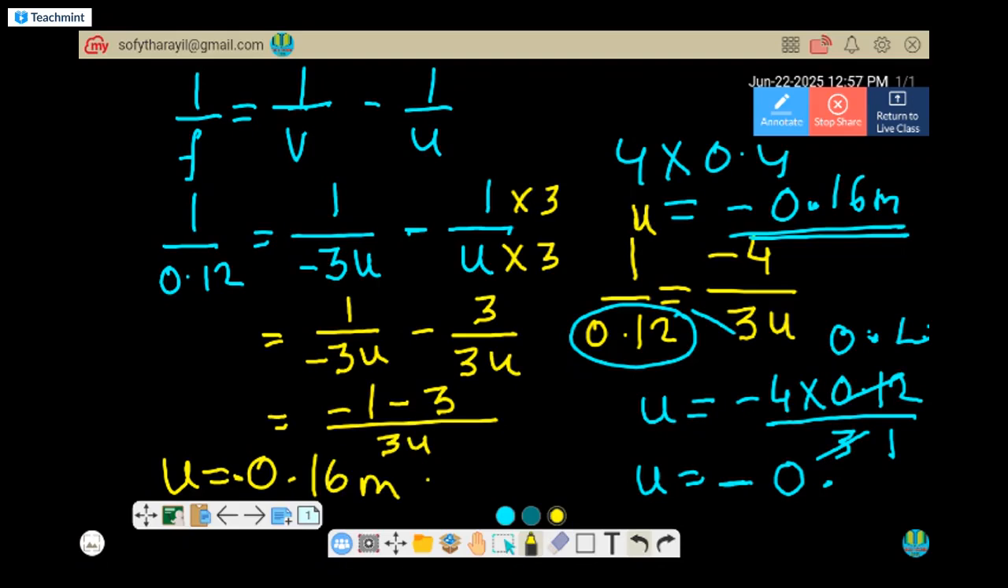And anytime they ask you image distance, you can also state it in the same way, in front of the mirror or behind the mirror. These terms are very important when you give the final statement. Yes, everyone got the same answer, 0.16 in negative.